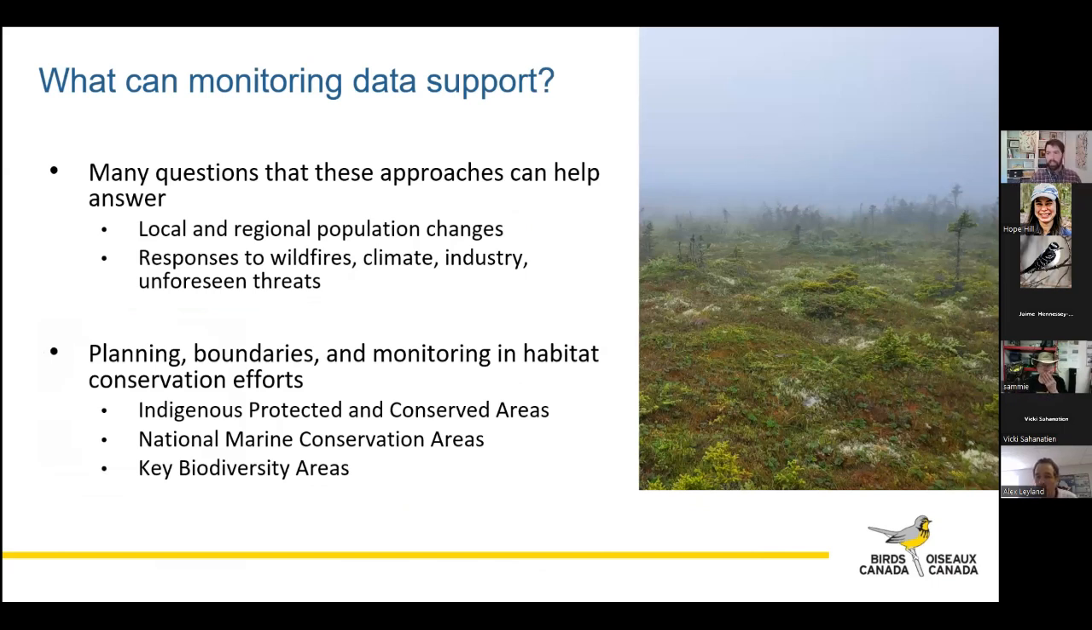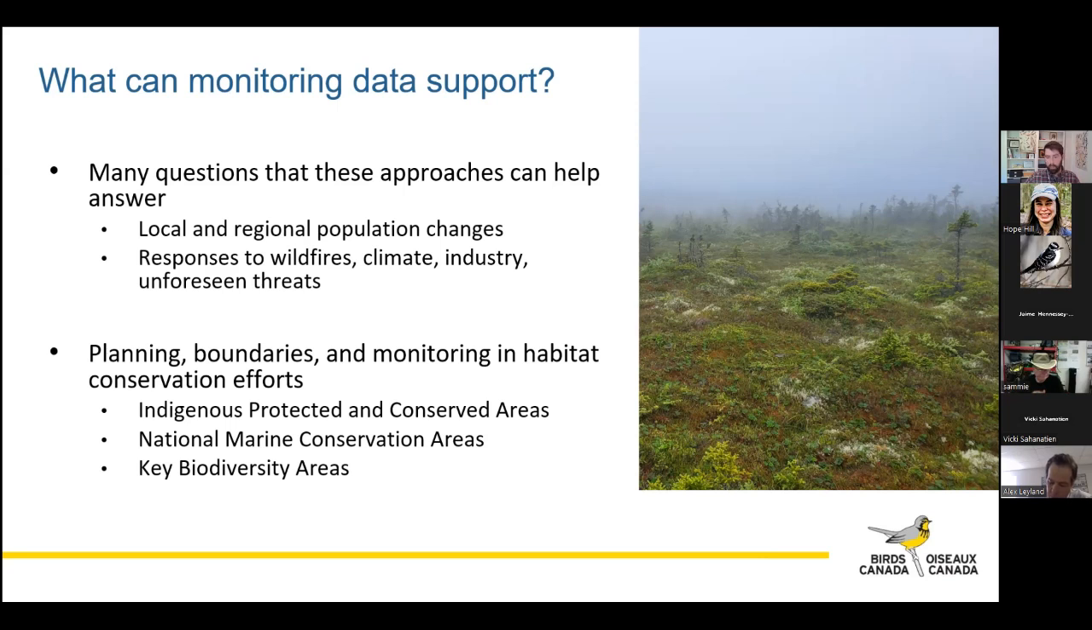And so there's all these different techniques to collect data on birds, but what can this monitoring data actually support? There's a bunch of local questions that these approaches can answer. So population changes or timing of migration changes at a local level, responses to wildfires. If you happen to have monitoring data at a place and then a fire comes through, and you can keep doing monitoring at that place, you can get some really interesting results on what species come back. And that's how we know a lot of things about species and their use of fire-burned areas.